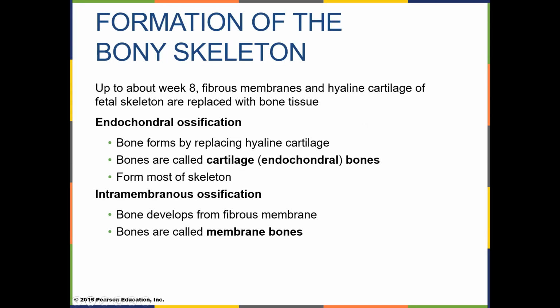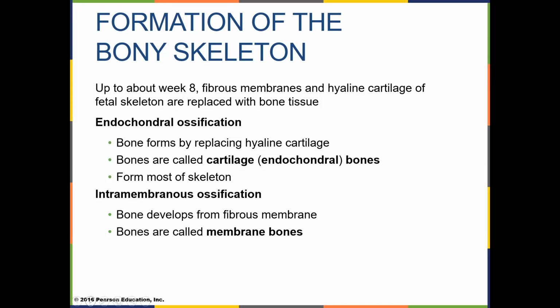And then we start replacing the cartilage. The process here is called endochondral ossification. The cartilage bones, they're still considered bones, even though they're soft. Hyaline cartilage is soft and flexible, but we still consider them bones. We call them endochondral bones. Most of our skeleton, in fact 99% of our skeleton, is made out of endochondral bones.